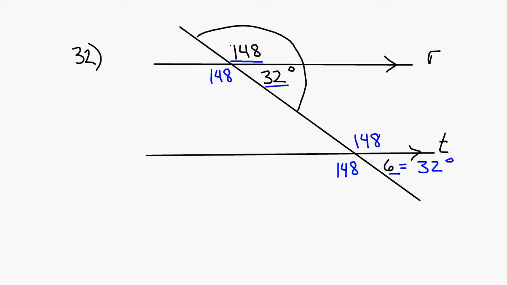So there are 3 or 4 different ways to find angle 6. But in this picture, when you've got two lines parallel to each other and one transversal, there are 8 angles, and every one of the 8 angles is going to measure either 148 or 32. Really, all the obtuse ones are 148, and all the acute ones are 32.